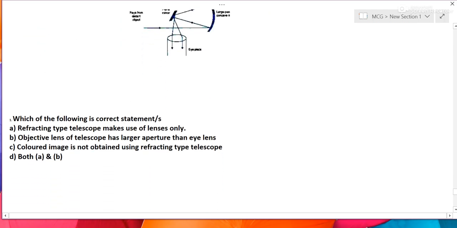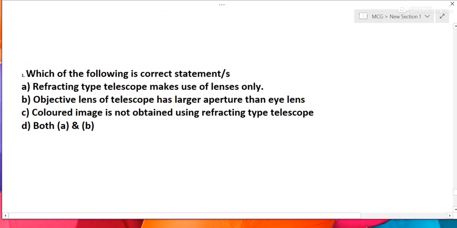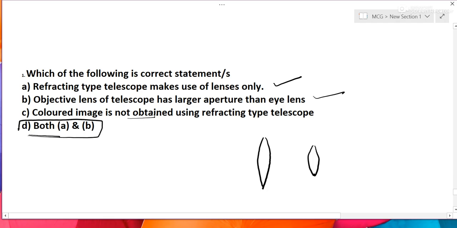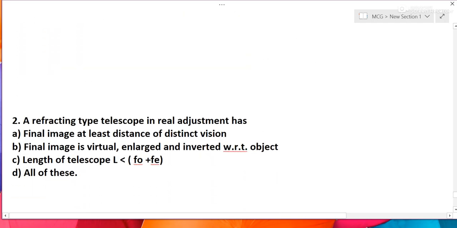So let us see what are the questions framed. Which of the following is a correct statement? Refracting type telescope makes use of lens. Yes, correct. The objective lens of a telescope has a larger aperture, so that is correct. The objective lens needs to have a larger aperture and larger focal length compared to the eyepiece for a telescope. So these two are correct. Colored images not obtained? No, colored images can be obtained; it is spherical aberration. Both A and B. So yes, both A and B are correct. So this is the option.